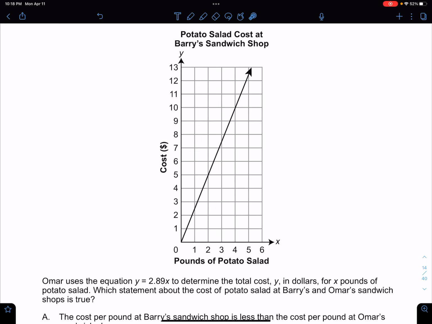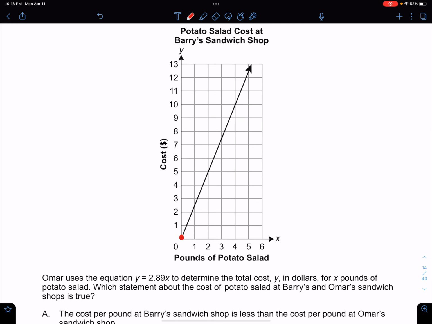Okay, so I put a point where it crosses on a grid, and I find another one. And I say this goes up 1, 2, 3, 4, 5, and it goes over 1, 2. So I know my slope, or my equation, is going to say it goes up 5 and over 2. So that's my equation for this one.